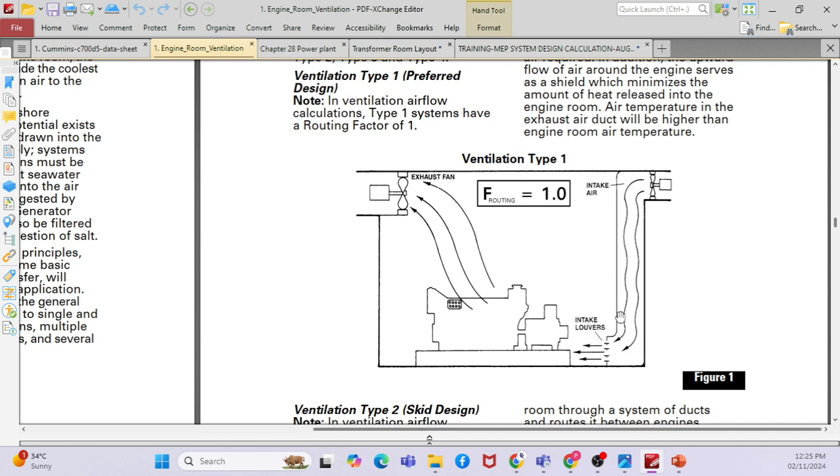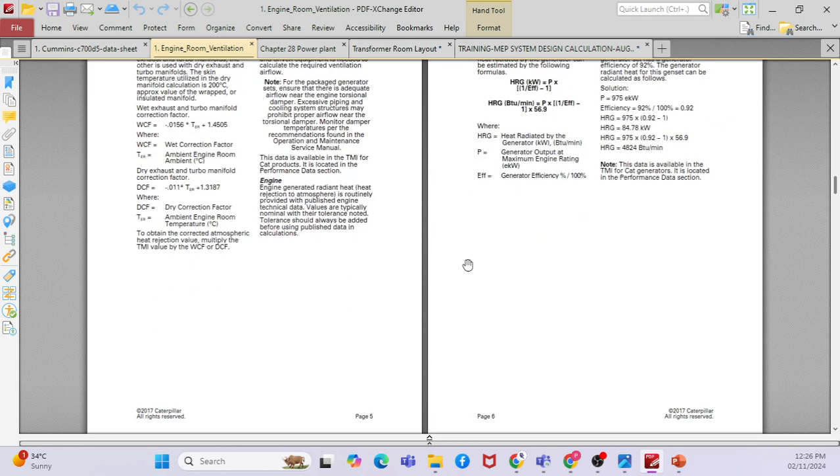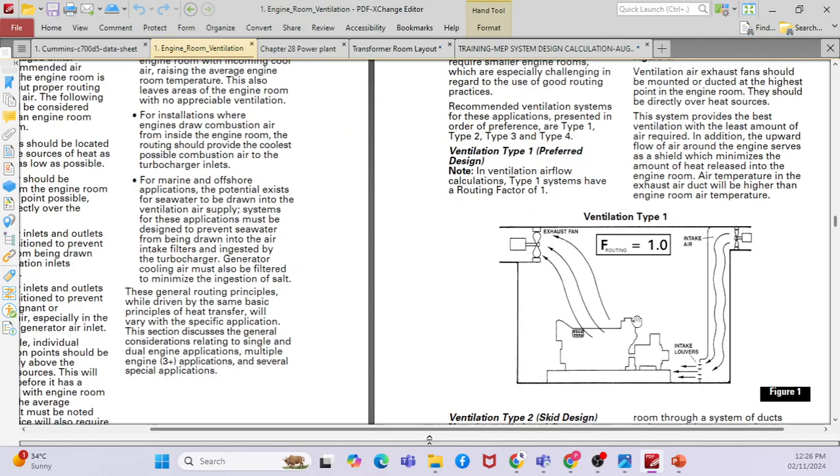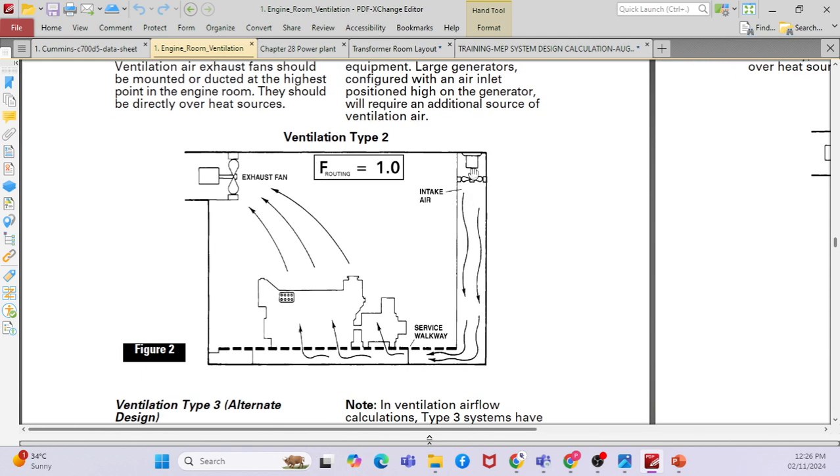You have to discharge the air at the inlet of the radiator, and you can take it out from any direction. When you go to this equation, you can see the factor will be 1, right? So whatever airflow rate you are calculating, you can calculate based on factor 1. Then ventilation type 2, another case. Say for example, you have the intake also near the radiator, and you are taking it out. This also is again factor 1.